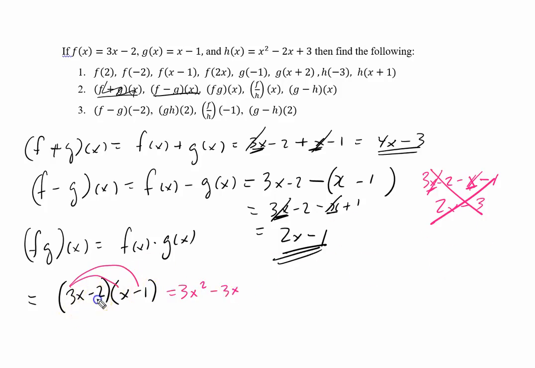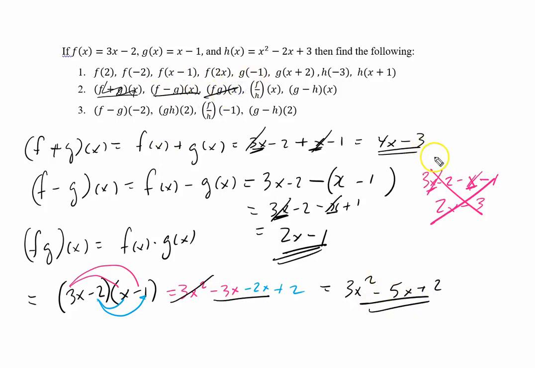And then to complete the FOILing, I have to do that times that plus that times that. So I'm going to have minus 2x. And negative 2 times negative 1 is positive 2. And then putting all of that together, I'm going to have 3x squared, and minus 3x minus 2x is minus 5x, and then plus 2. And that's my answer for that one.